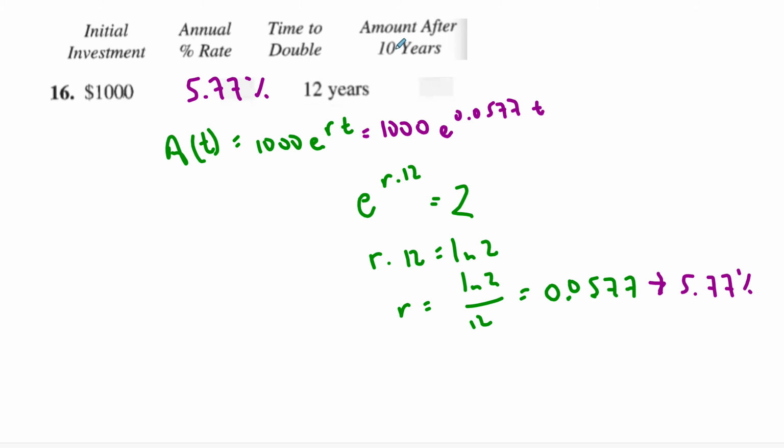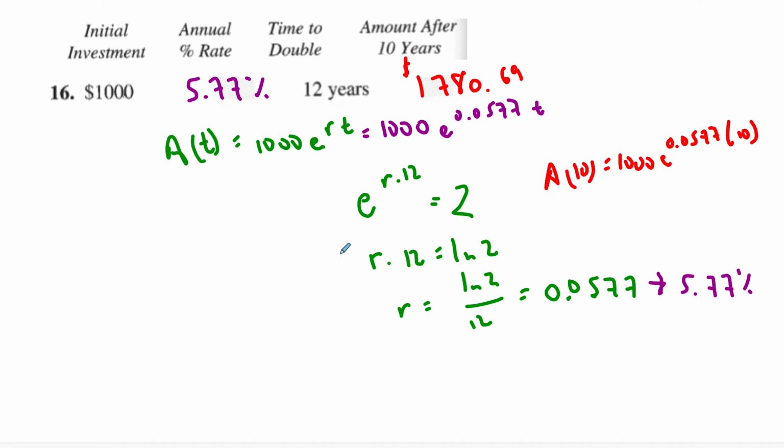Now we know that this is really that, which means when we want the amount after 10 years, all we have to do is figure out A of 10. Let's do that over here, which is 1,000 e to the 0.0577 times 10, which is 1,000 times e to the that, which is $1,780.69.